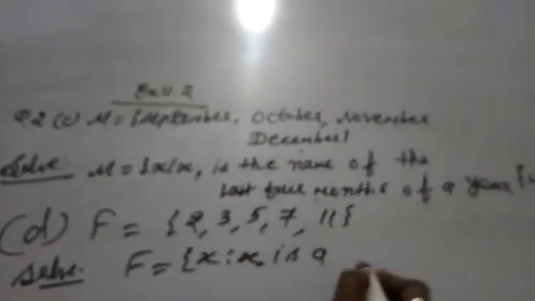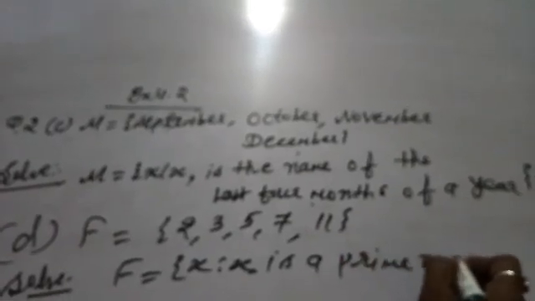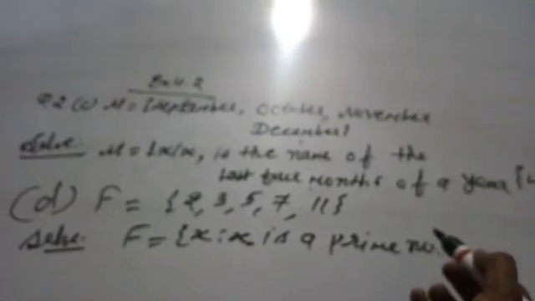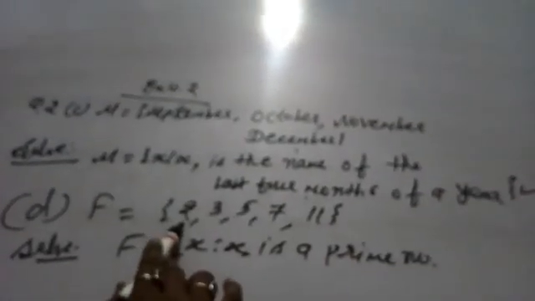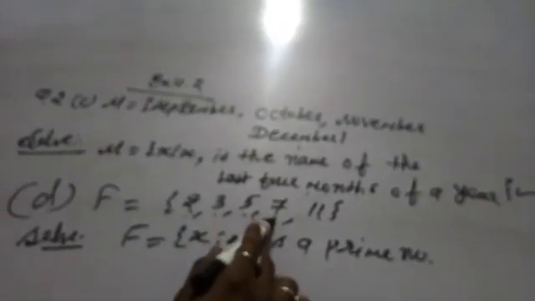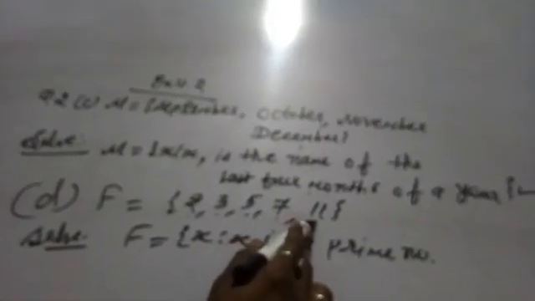Here why do we see these all numbers are prime numbers? As I told you, prime numbers means those numbers which are divisible by only the number itself and 1. 2 is divisible by only 2 and 1, 3 is also divisible by only 3 and 1, and 5 is also divisible by only 5 and 1, and 7 is also divisible by only 7 and 1. Same quality of 11.